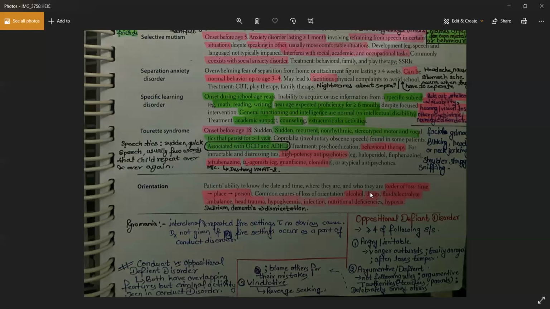It can happen with alcohol, with drugs, with electrolyte imbalances like SIADH or diabetes insipidus sometimes. Any head trauma can cause it, hypoglycemia, infection, nutritional deficiencies, hypoxia, delirium, dementia, all of them are causes of disorientation. Okay, and you always need to ask the patient the time, the place where they are, and their name. If they can tell you all these three, you call it an oriented person. If they cannot tell you these three, you call it a disoriented person. I think it's simple.